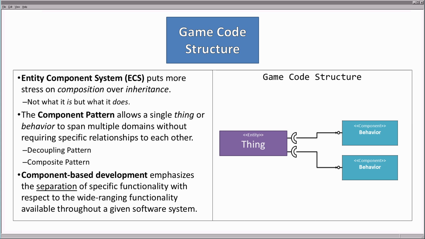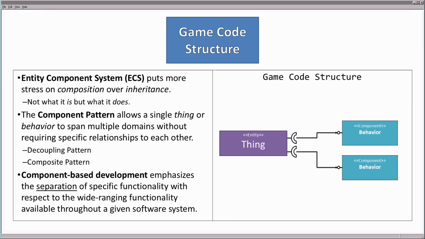The component allows a single thing or behavior to span multiple domains without requiring specific relationships to each other. It is a decoupling pattern, and it has much in common with the composite pattern, where programming objects are composed of other programming objects.